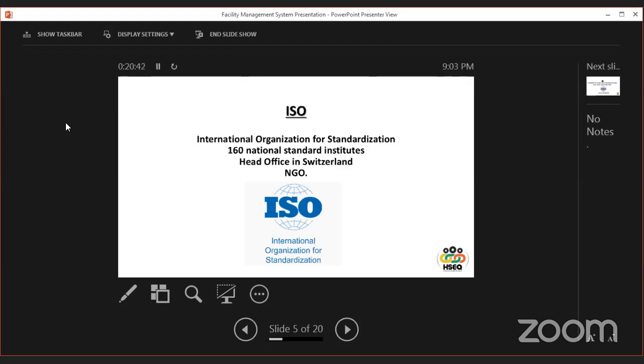So ISO is a profitable organization. This is an NGO, but it is not a non-profit organization. ISO makes profit. They are selling their international standards.